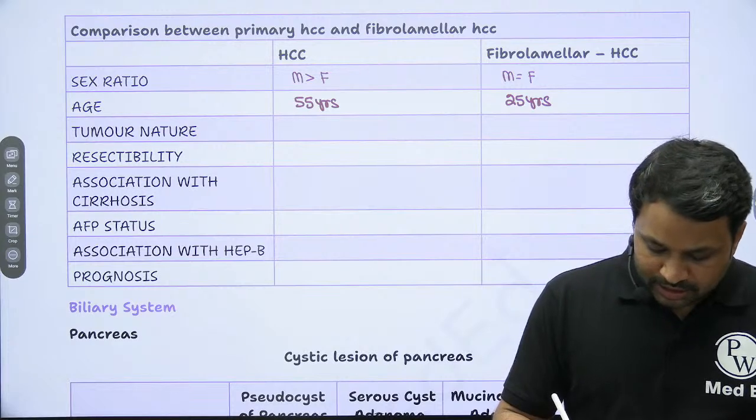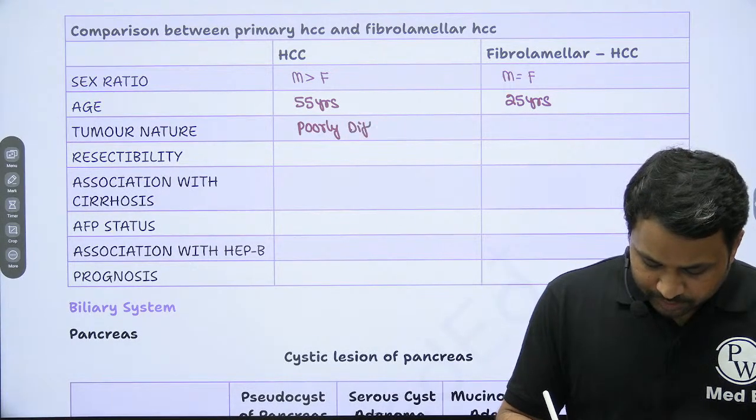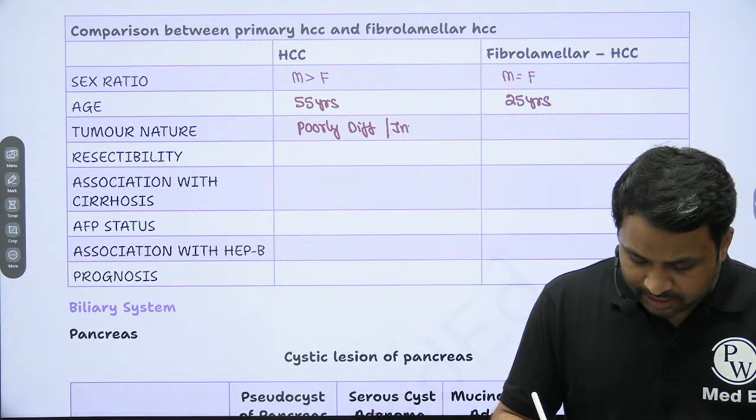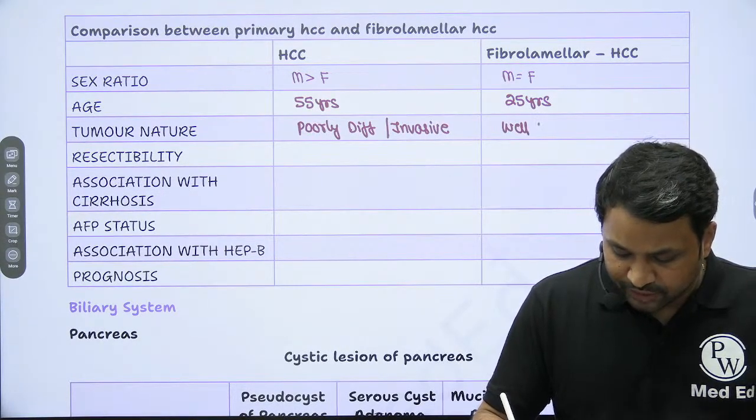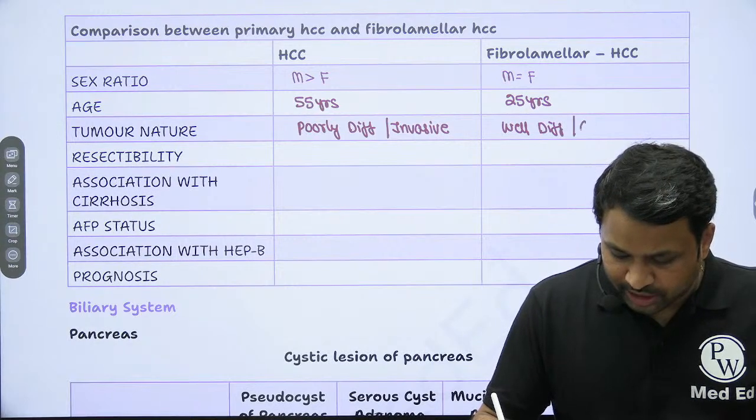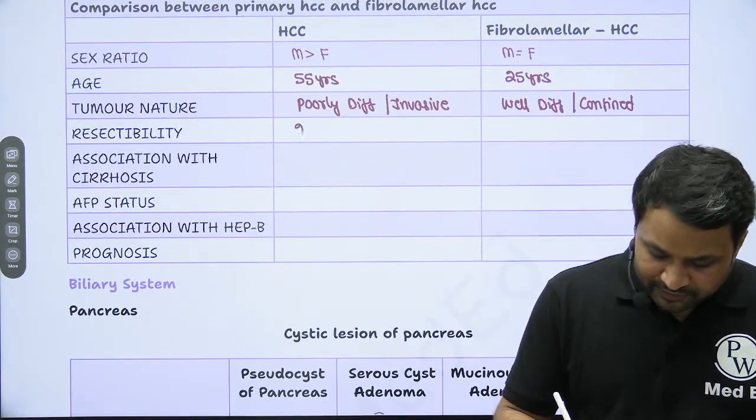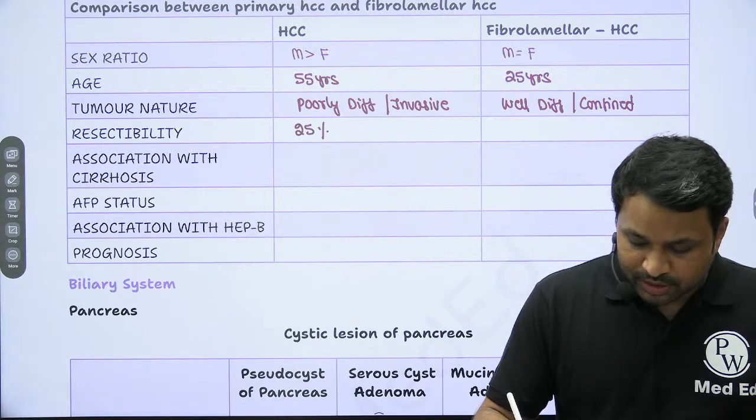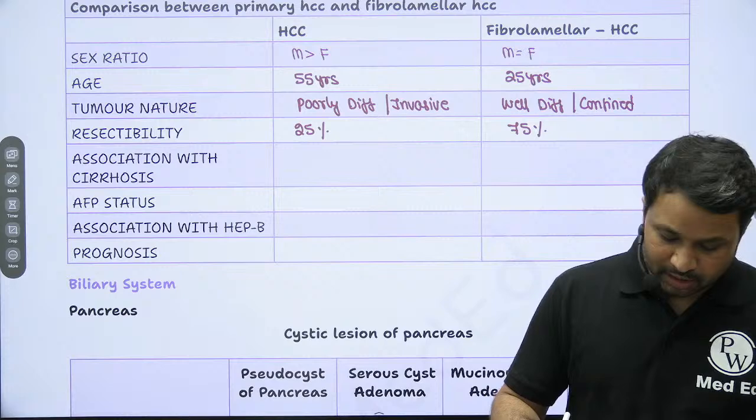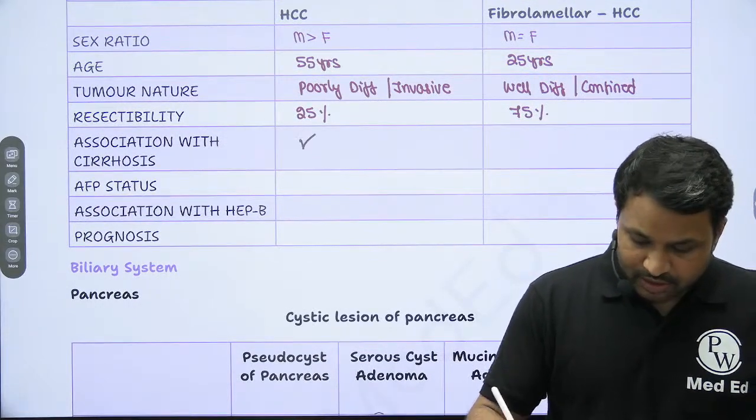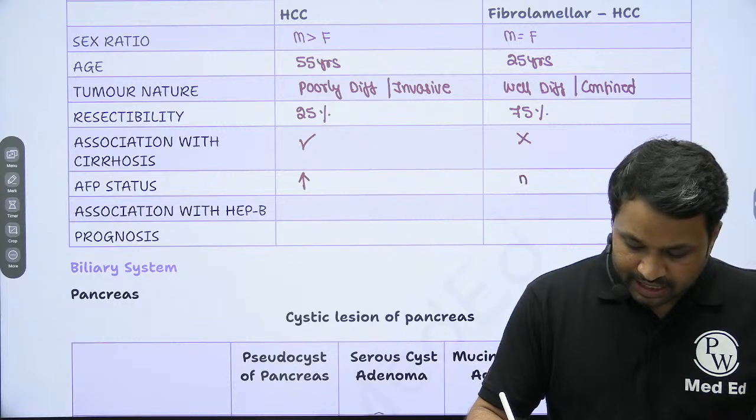The tumor nature here is going to be poorly differentiated. They're poorly differentiated, they are invasive. Whereas fibrolamellar variant, they are well differentiated and they are usually confined. So they're limited, right? Only 25% of HCCs at the time of diagnosis are resectable, whereas 75% of the fibrolamellar variants are usually resectable. It is associated with liver cirrhosis. This is not associated with liver cirrhosis. The AFP is elevated. The AFP level remains normal.